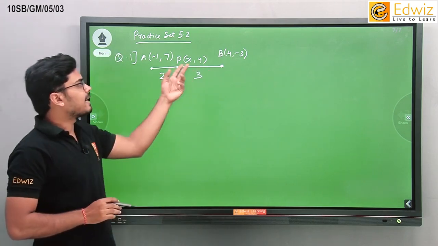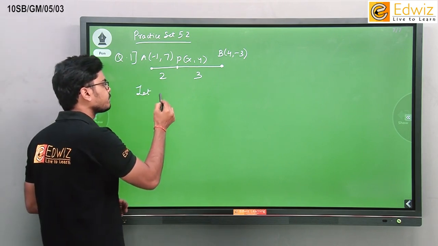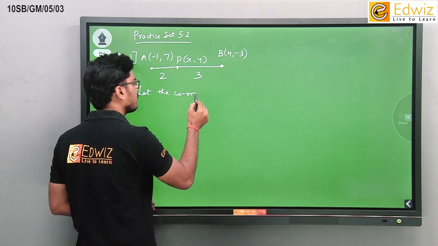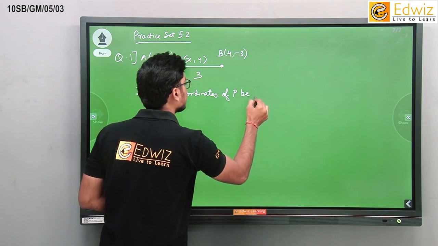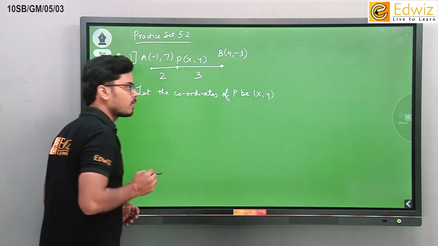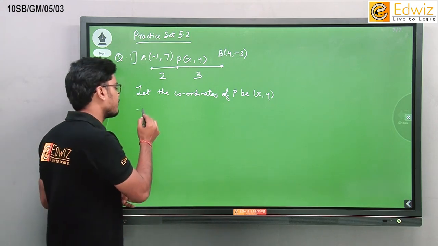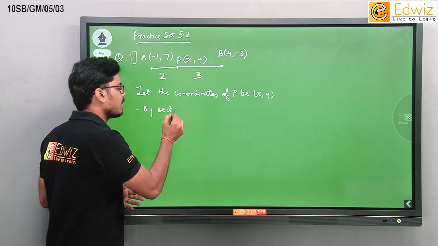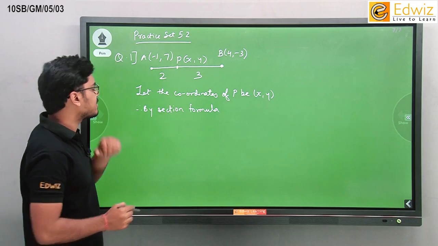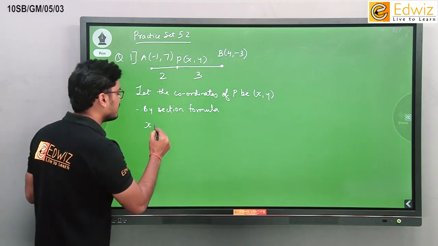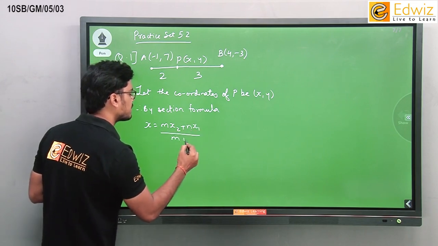Now we just need to find the value of x and y using the section formula. So let the coordinates of P be x, y. Okay, suppose these are the coordinates. So what we have to do is use the section formula. Therefore, by section formula, what will be x coordinate? The formula is x equal to mx2 plus nx1 divided by m plus n.